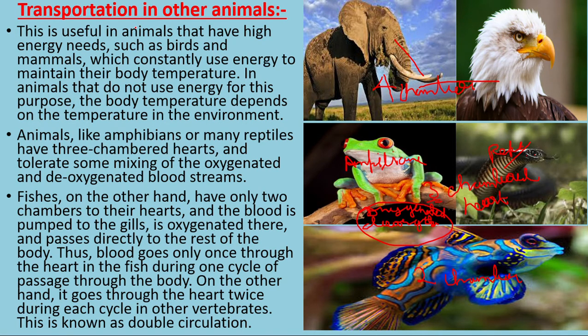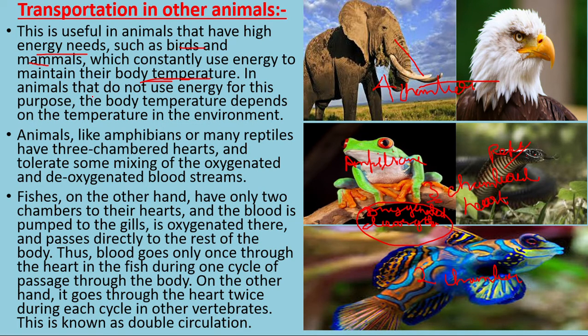This is useful in animals which have high energy needs such as birds and mammals. As I said, they have four chambers which they constantly use to maintain their body temperature. So the reason why mammals and birds have four chambers is that they need a lot of energy for maintaining body temperature, right? So they need a four-chambered heart.